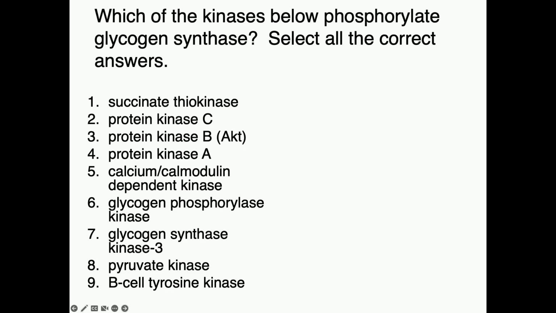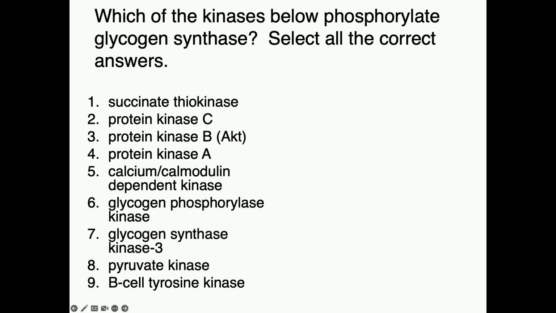Glycogen synthase kinase? It's right in the name. That should be a yes, shouldn't it? Yeah, yes. Pyruvate kinase? Pyruvate kinase, that's a no. That's a metabolic enzyme in glycolysis. Right? B cell tyrosine kinase, that's involved in B cell activation. Okay, so the point is that there are diverse inputs into glycogen synthase phosphorylation.